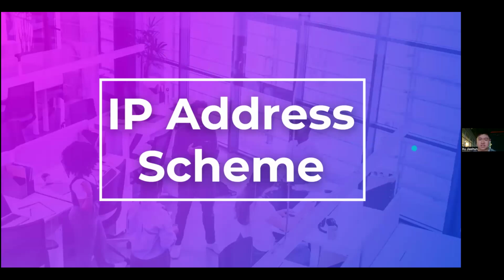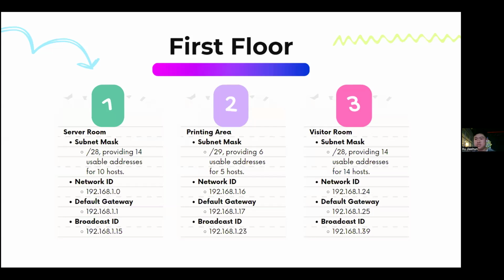So the IP address schema is designed to efficiently allocate IP addresses to different areas within a company. Each area is assigned a specific network ID and subnet mask, and the range of IP addresses that can be used within that area. The schema ensures that each area has enough IP addresses to accommodate its hosts while minimizing wasted IP addresses.